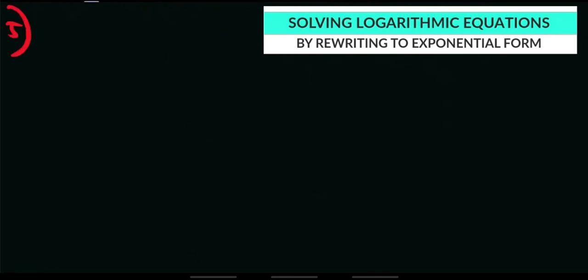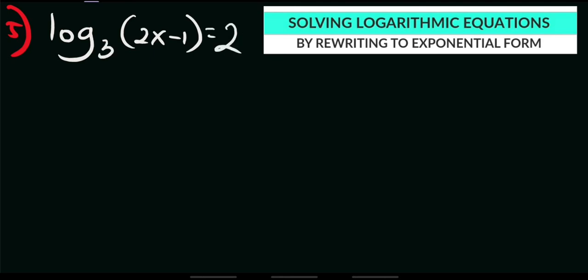Okay, so for question number 5, let's try to solve this one. Let's say we have this logarithm: log of 2x minus 1 with the base of 3, and that is equal to 2. So let's transform this one. Let's rewrite this logarithmic equation.